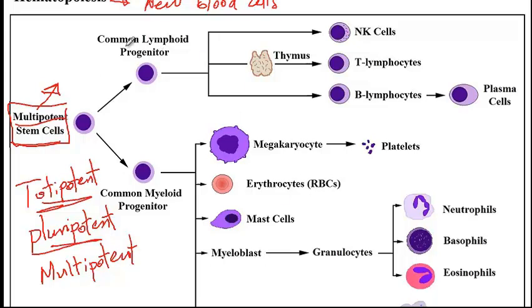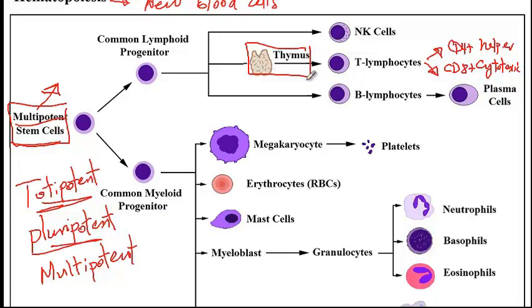types of progenitor cells: the common lymphoid progenitor cells that give rise to natural killer cells and T lymphocytes, which are two types, CD4 positive helper T cells, and then CD8 positive cytotoxic T cells. And the reason here we've shown the thymus is that lymphocytes, despite being produced in the bone marrow, need to mature in the thymus. So anyway, we have CD4 positive helper T cells and then CD8 positive cytotoxic T cells.